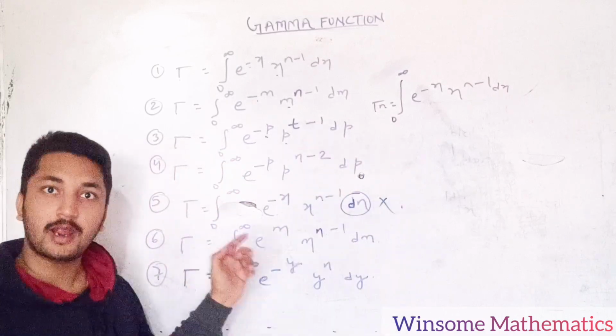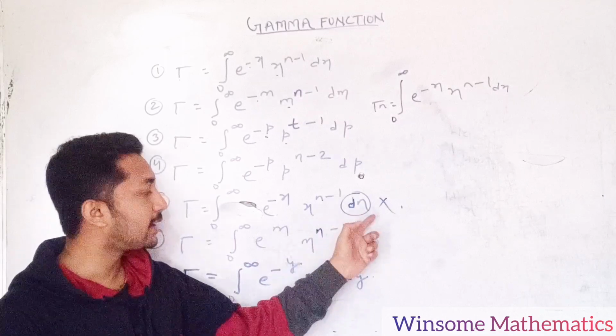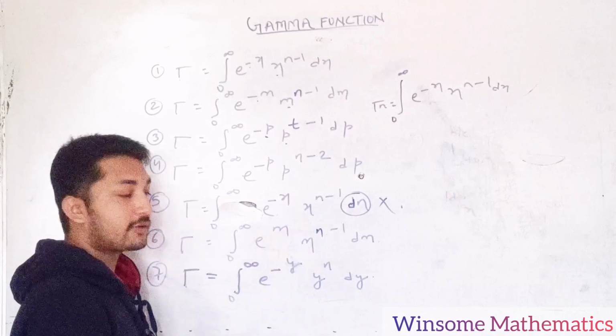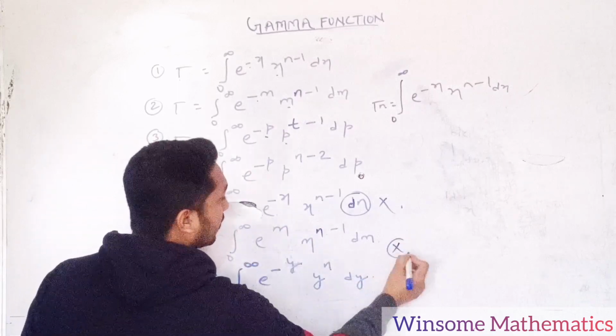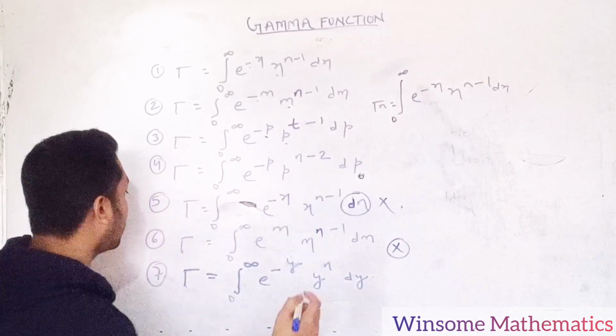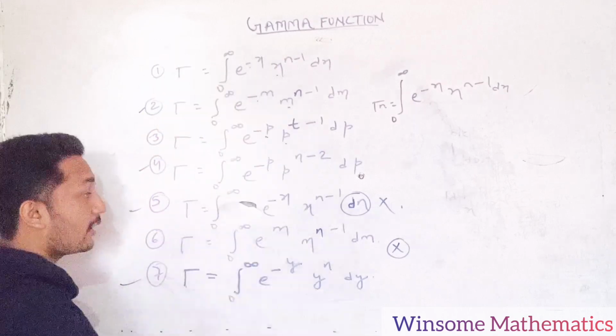Despite the limit being right, the integral is not in the form, so this is wrong. Here minus is missing, so this is also wrong. Now here minus y dy, this is right, this is right, this is right, this is right.